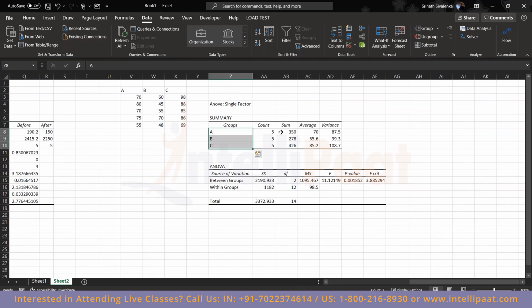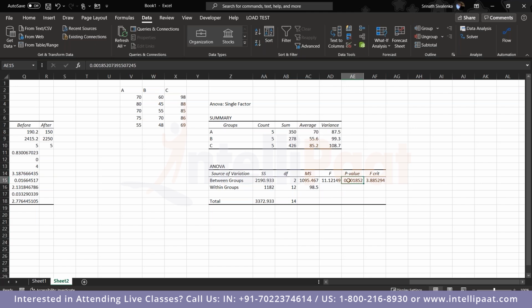So for groups A, B, C, this is the quick summary: count, sum, average, variance of your groups. And here is where you have the ANOVA. Between groups SS and within group SS, these are the degrees of freedom. This is your mean sum of squares, basically the SS divided by the degrees of freedom, and the corresponding F statistic and the corresponding p-value.